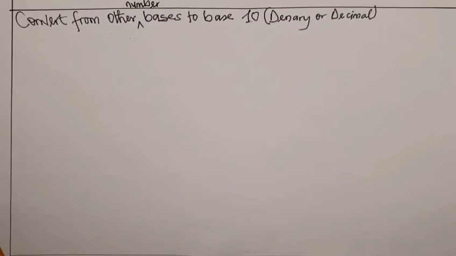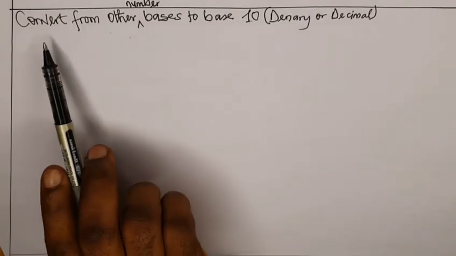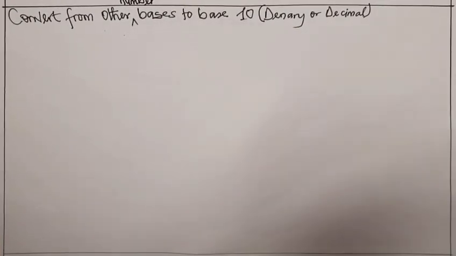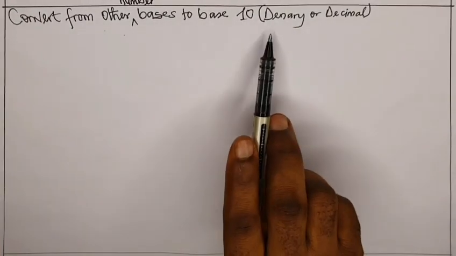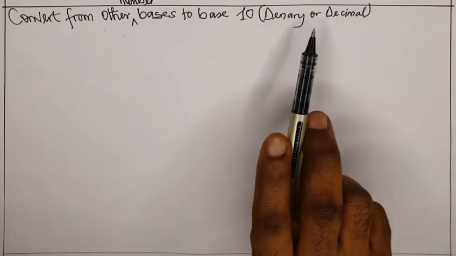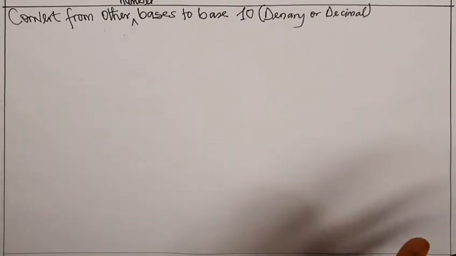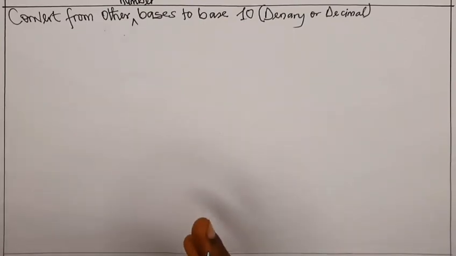Hello, welcome back. In today's class, our focus is to convert numbers from other number bases to base 10 numbers. Base 10 numbers are also referred to as the denary or the decimal numbers. So what we want to focus on is to demonstrate how you can convert a number in a base that is not base 10 to a number that is in base 10. We are going to take a few examples to demonstrate how to do this.